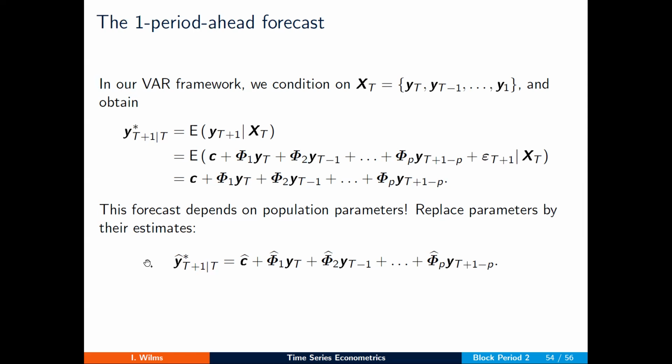Of course, in practice, I can't make use of this optimal forecast since I do not know the values of the unknown parameters, phi 1 up until phi p, and the constants. In practice, I first need to estimate all of these parameters. And so if I replace the unknown parameters with their estimated values, I arrive at the observed forecast denoted by the hat over here.